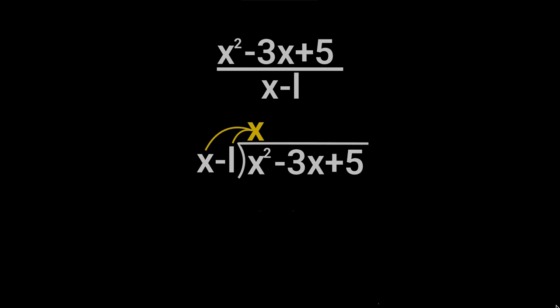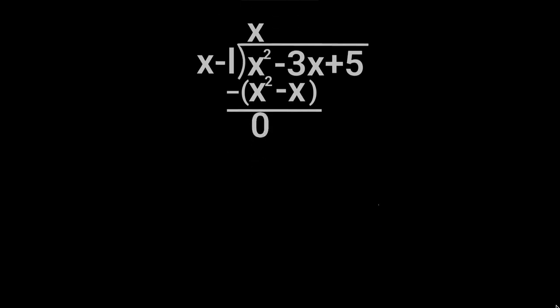So x times x will be x squared, then x times -1 will be negative x. Then once we're done with multiplication, we subtract. Now if we subtract, x squared minus x squared will be 0, then negative 3x plus x will be negative 2x, and then we're gonna bring down the next value, that is number 5, and then we're gonna repeat the process again.